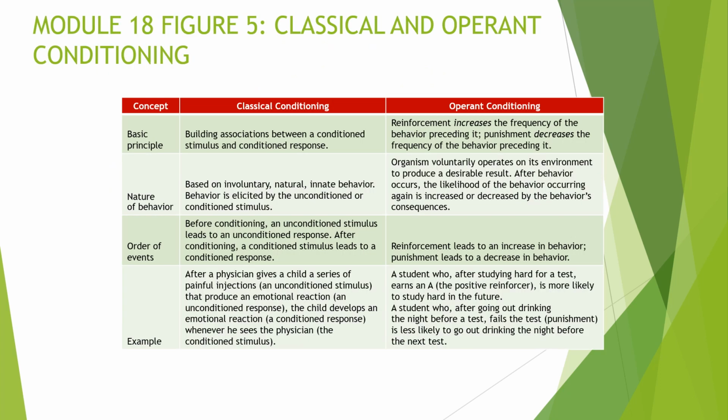All right, figure 5, this is on page 188 in your textbook. And there's a picture that goes along with this. But this just gives you the basic principles, the nature of behavior, the order of events, and an example with both classical conditioning and operant conditioning. So this is just kind of like an overview table of everything we've talked about in both Module 17 and in Module 18. I think it's just a really helpful table to study if you're studying for the exam and trying to keep these concepts in place.